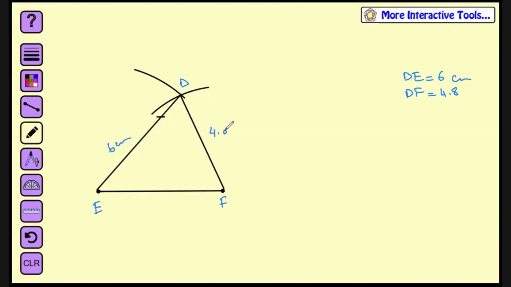This is 4.8 centimeters. So remember, you open your compass to the amount of the length, which is 6 centimeters for DE. You draw an arc from point E, which is 6 centimeters away from point E. Then you repeat the same steps for DF. You open the compass to 4.8 centimeters. Draw an arc from point F upwards. Both the arcs will intersect at a point, and that point is going to be your point D. And then you connect the intersection with points E and F, and then you have your triangle.